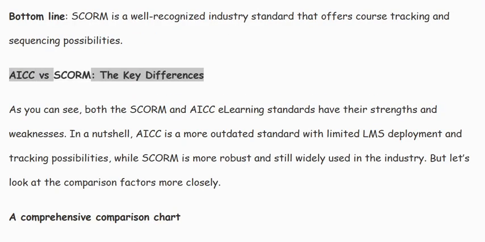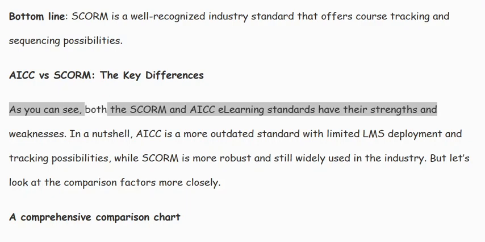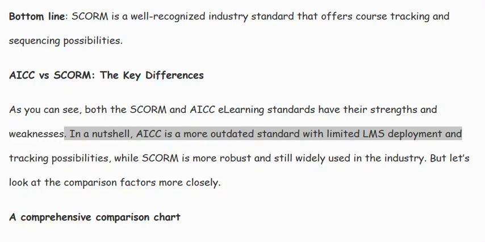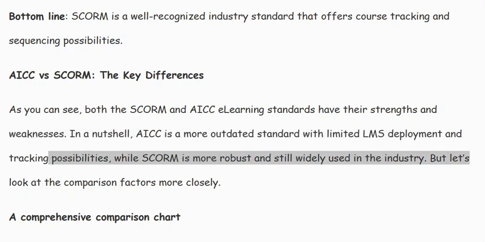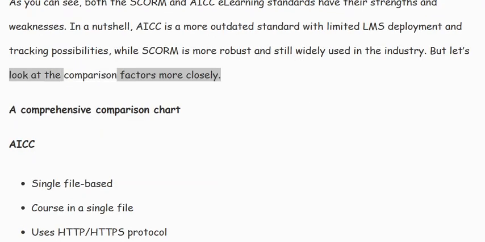AICC versus SCORM, the key differences. As you can see, both the SCORM and AICC e-learning standards have their strengths and weaknesses. In a nutshell, AICC is a more outdated standard with limited LMS deployment and tracking possibilities, while SCORM is more robust and still widely used in the industry. But let's look at the comparison factors more closely. A comprehensive comparison chart.